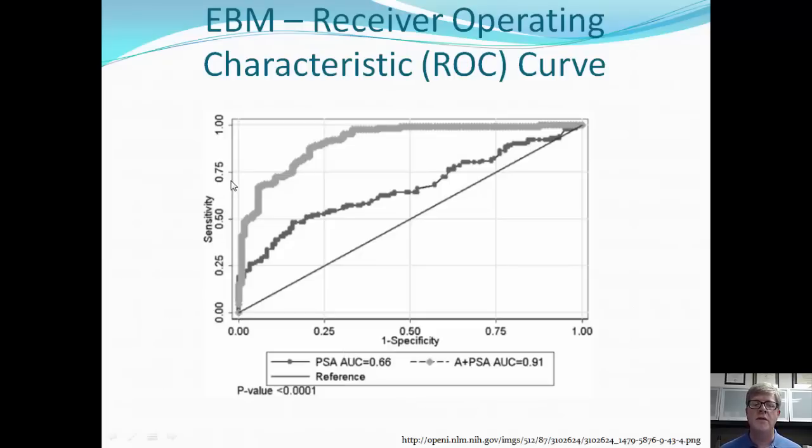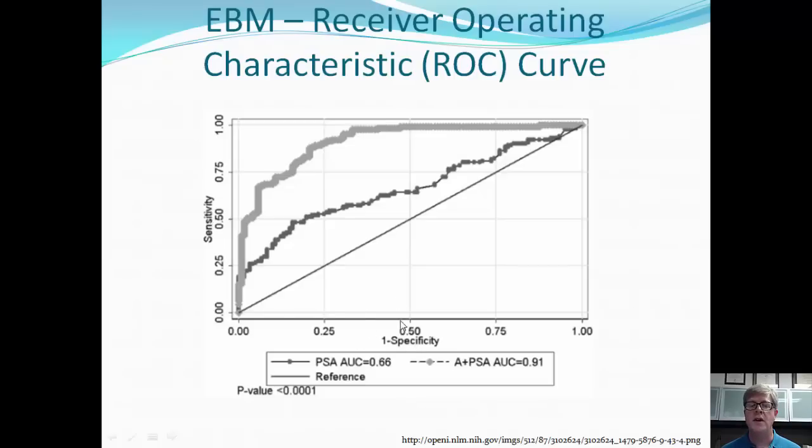And so what they look for with these receiver operating characteristic curves is, at each point that they study, at each cutoff for PSA, they calculate sensitivity and specificity for the given disease. So they compare it to, say, a biopsy of the prostate. So here, they calculate sensitivity and specificity, and they plot sensitivity versus 1 minus specificity.